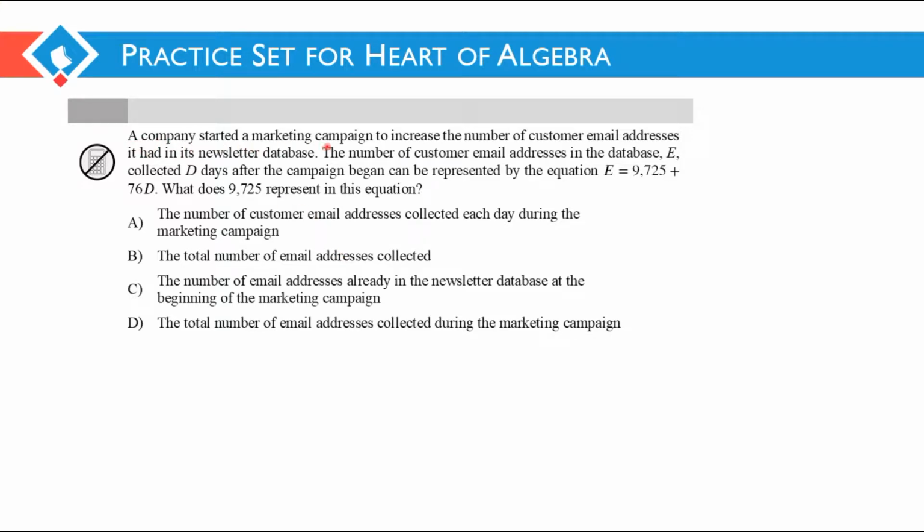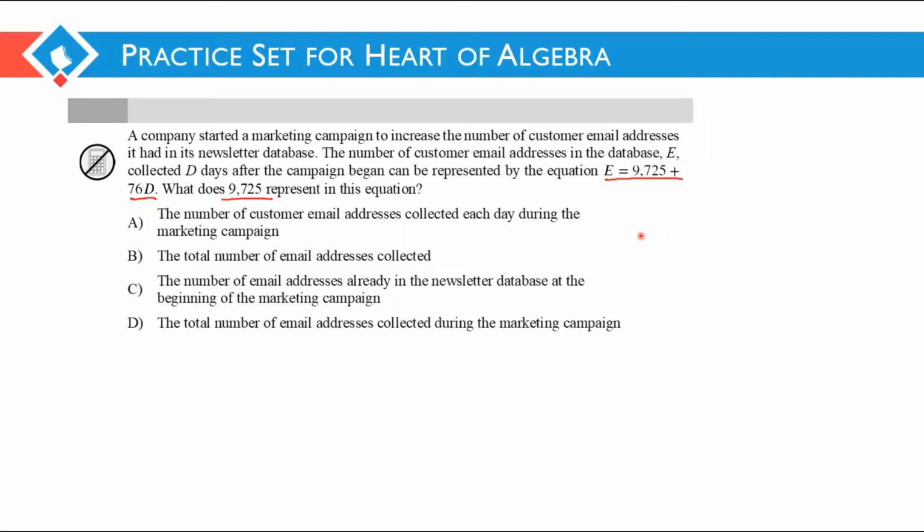A company started a marketing campaign to increase the number of customer email addresses it had in its newsletter database. The number of customer email addresses in the database, E, collected D days after the campaign began can be represented by the equation E equals 9725 plus 76D. What does 9725 represent in this equation?